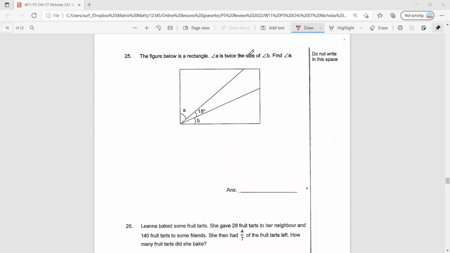Okay, angle A is twice of B. So A is 2 units, B is 1 unit. The whole thing, how many degrees? This one is a rectangle, so this is a right angle. Right angle means 90, right? 90. So A and B is 3 units. How to find 3 units?